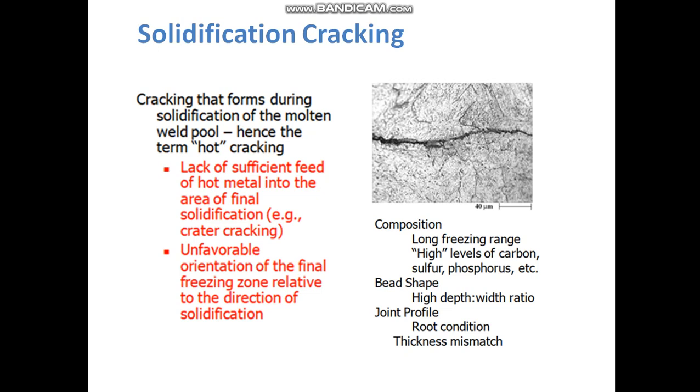The second factor is the bead shape. A high depth to width ratio also produces sufficient shrinkage stresses or cooling stresses. Then the joint profile or root condition and thickness mismatch are factors affecting solidification cracking.